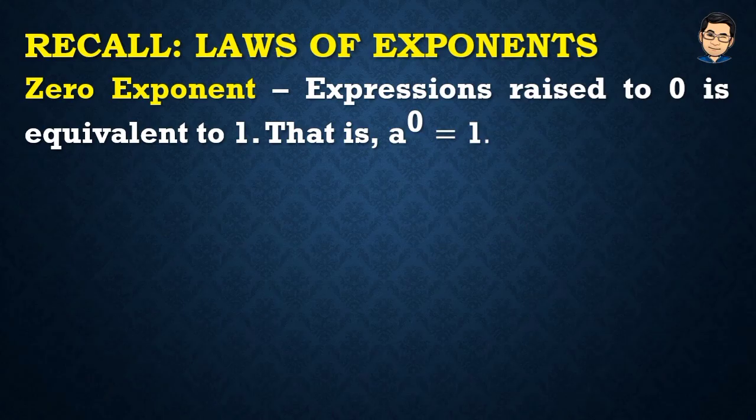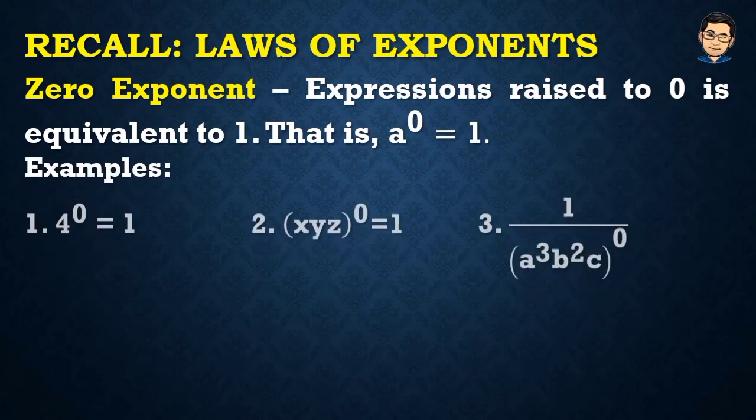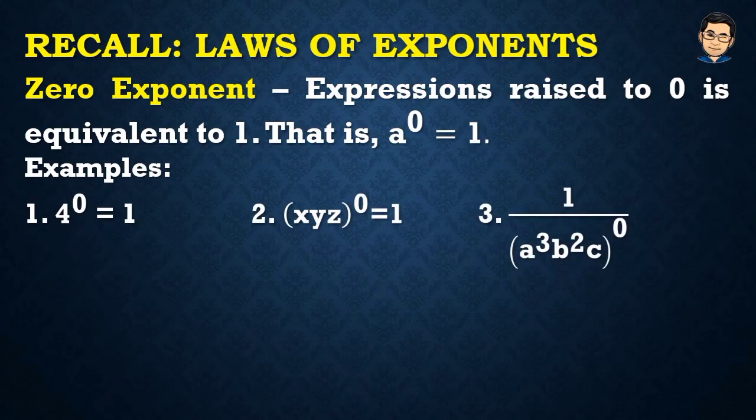Okay. Let's have examples. Ayan. 4 raised to 0, that is 1. Okay, so yun lang po siya. And then, the quantity of x, y, z raised to 0, that is also 1. So kahit na isulat mo pa lahat ng mga letters ng English alphabet dyan, from A to Z, basta naka-raise siya sa 0, dun sa labas ng parenthesis, 1 lang po din ang sagot.